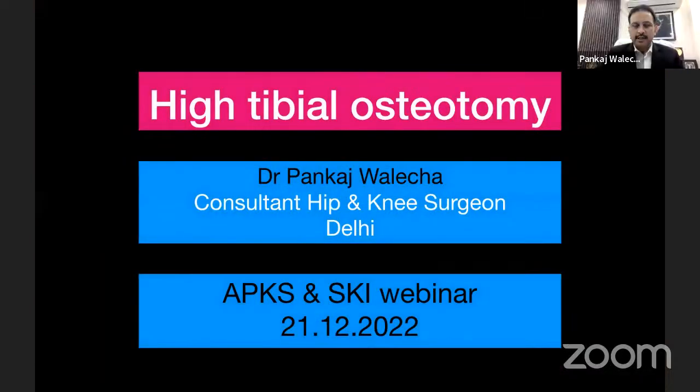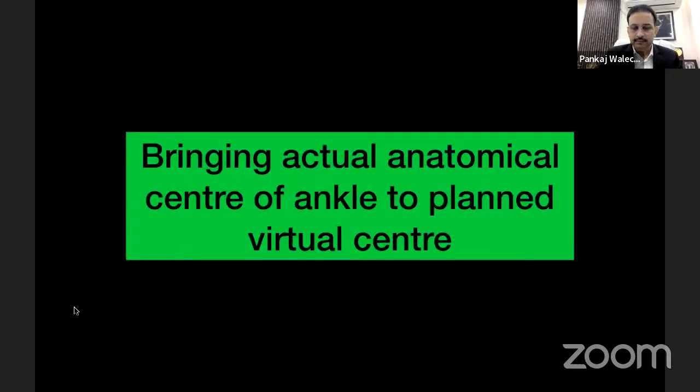So as we've heard about the planning of the osteotomy and also how to mix and match along with the arthroscopic procedures, here are a few case-based messages for good execution of the plan which you have done. So actually what we are doing in the osteotomy, we are bringing the actual anatomical center of the ankle in a deformed limb to a planned virtual center.